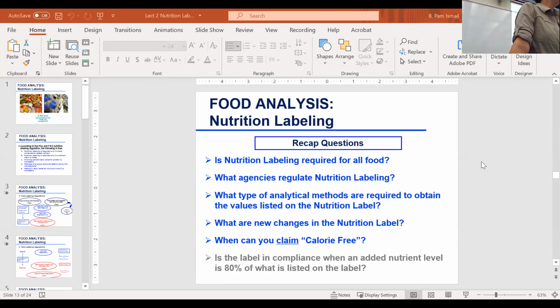Hello, everyone. We're getting started. We're finishing up the nutrition labeling lecture and starting data analysis. So again, to remind us what we were talking about last time, I'll read some recap questions. Is nutrition labeling required for all food?